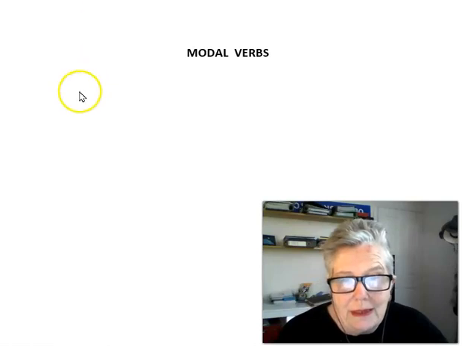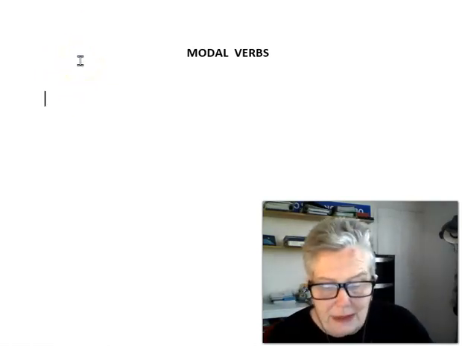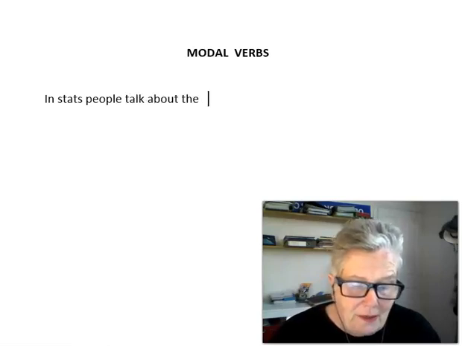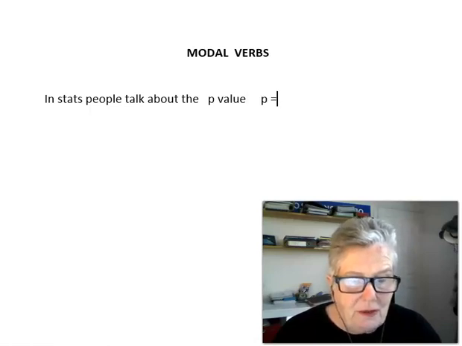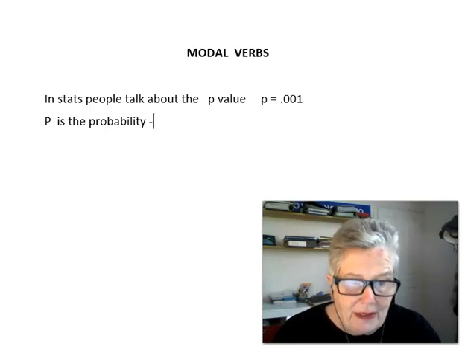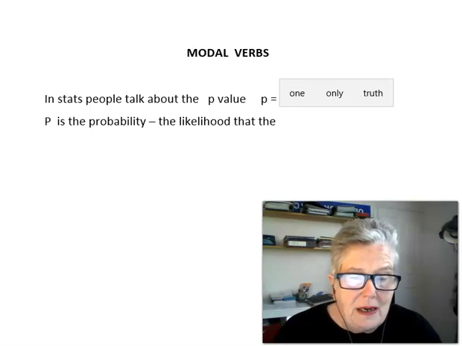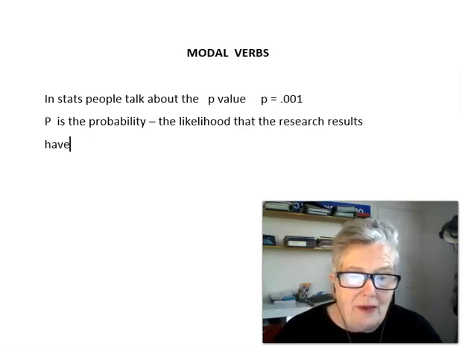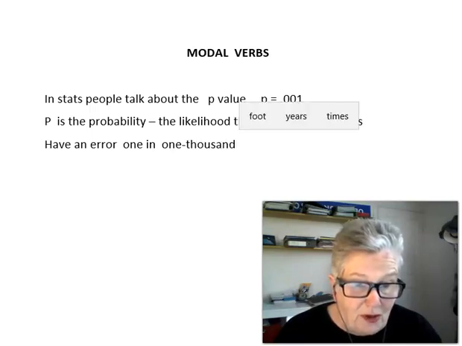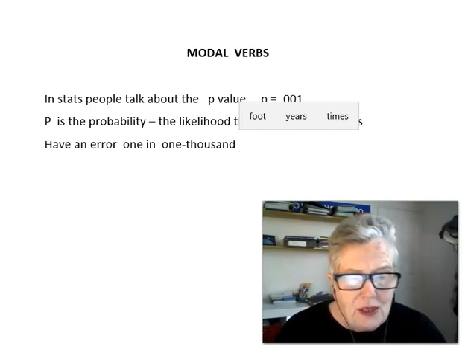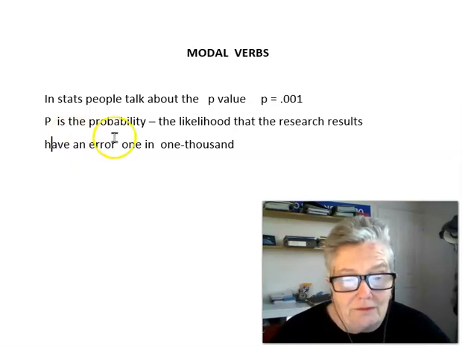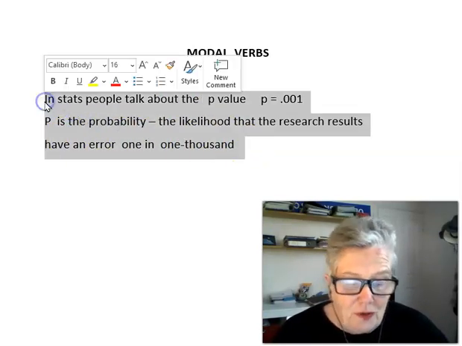So, what are modal verbs? Right, I don't know if you've ever studied statistics, but in stats, people talk about the p-value, right? P equals 0.001. What does that mean? So P is the probability, the likelihood that the research results have an error of 1 in 1,000, which is pretty much spot on. It's got an error of plus minus 1 in 1,000. So when you've got a p-value of 0.001, it means that your research results, after you've done all the number crunching, are pretty good. Okay, so modal verbs are a bit like this, okay?